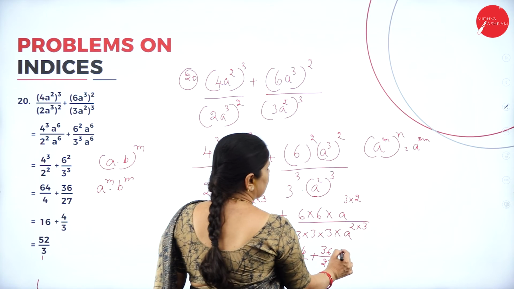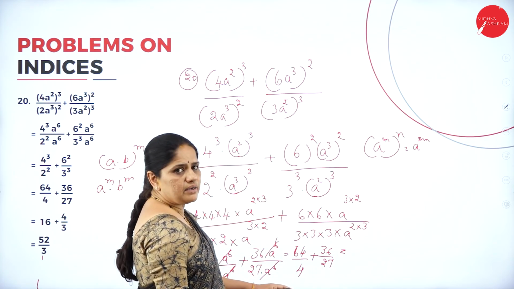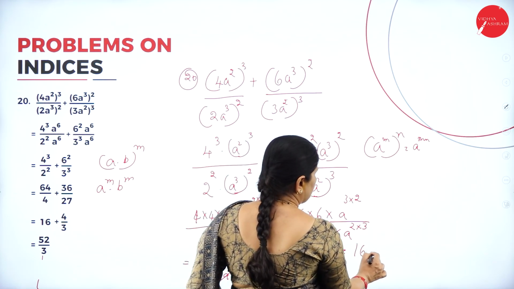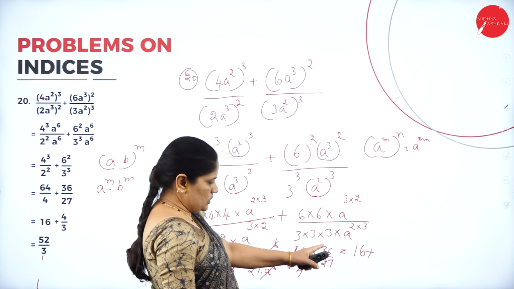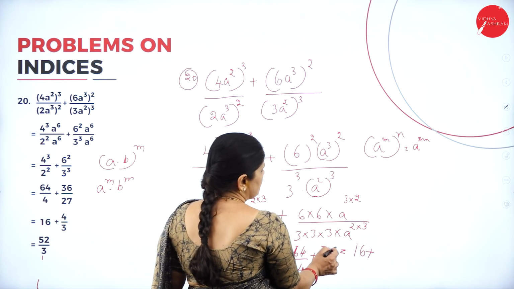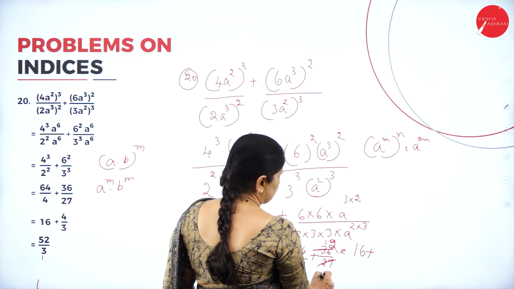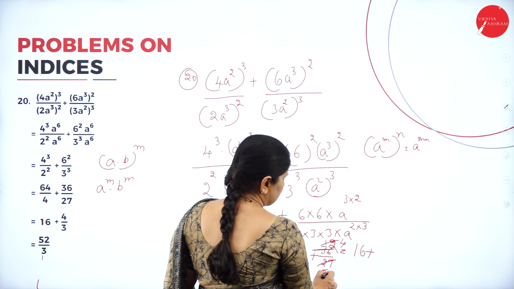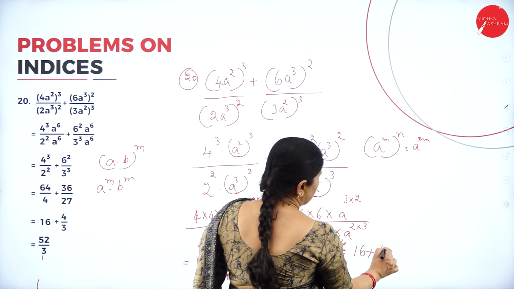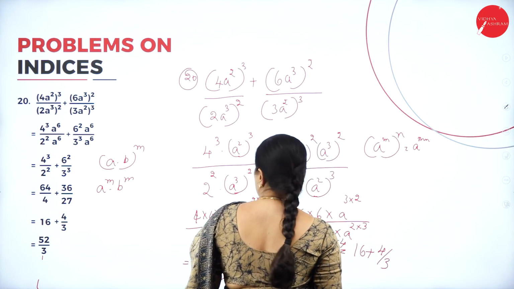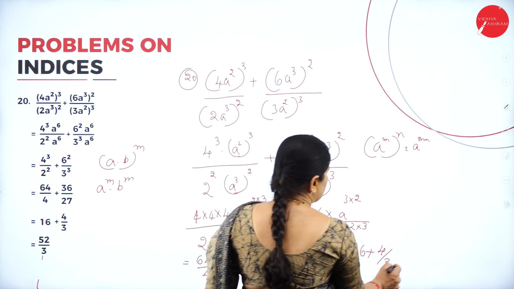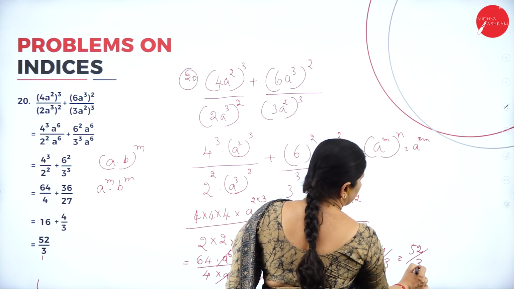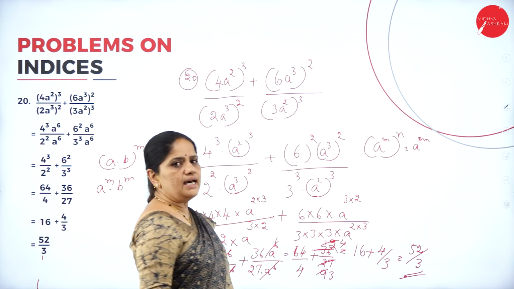So, when you simplify this, 64 divided by 4 is 16. Then you simplify this fraction here. So, 3 1s are 3, 3 9s are 27, 36 divided by 27 is 4 by 3. So, plus 4 by 3. If you simplify this, you will be getting the answer 52 by 3. So, this is the answer.